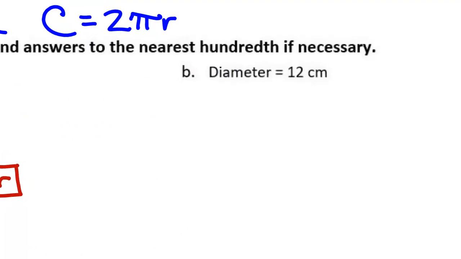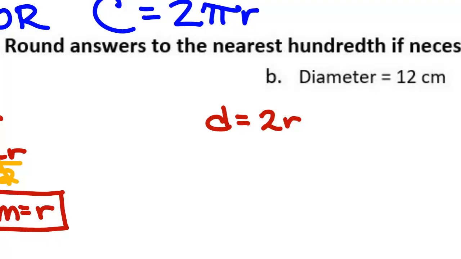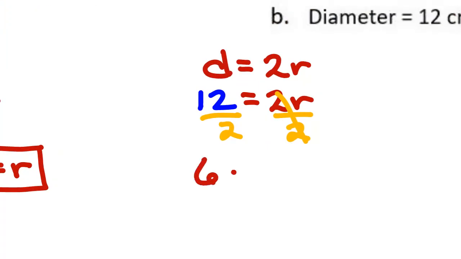All right, part B, they give us the diameter. They ask us for the radius and the circumference. So again, I know diameter is equal to 2 times the radius. The diameter is 12, so I have 12 equals 2r. Divide both sides by 2. What is my radius? 6. 6 centimeters for the radius.